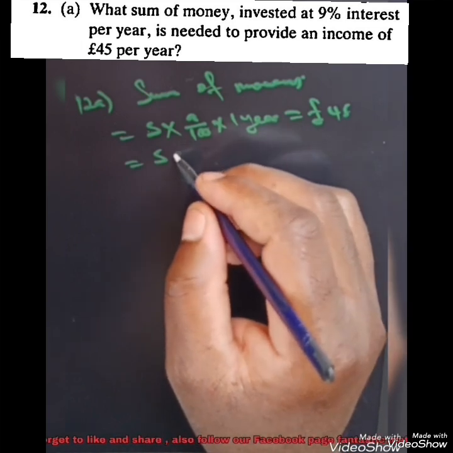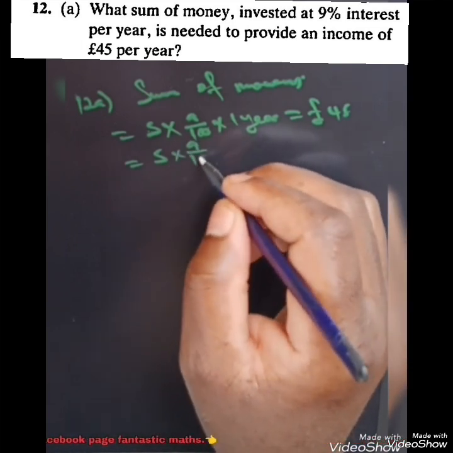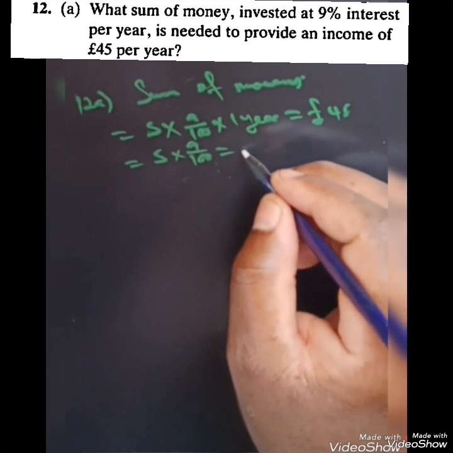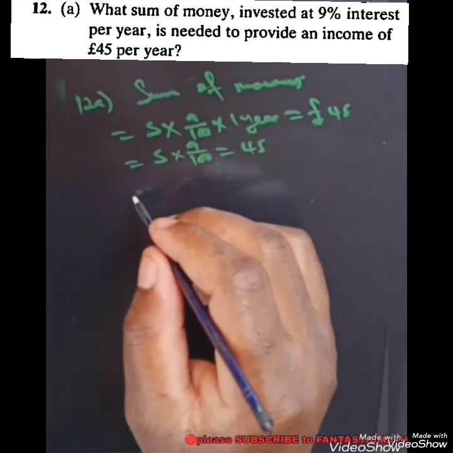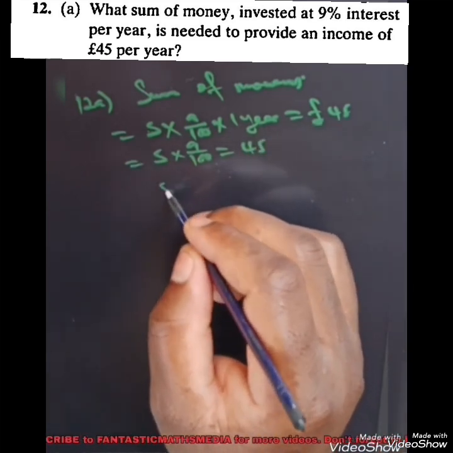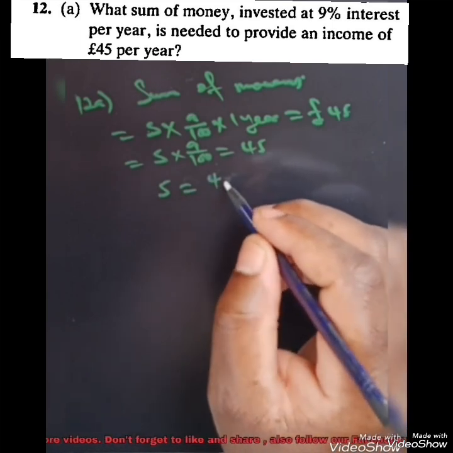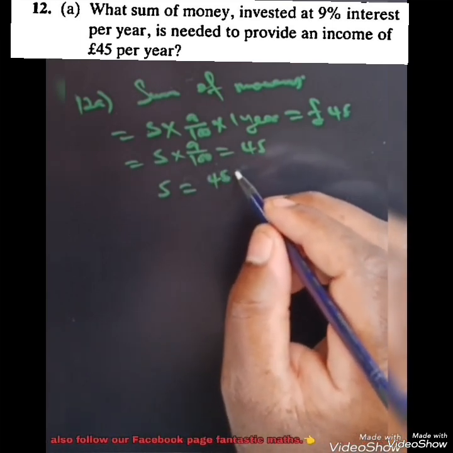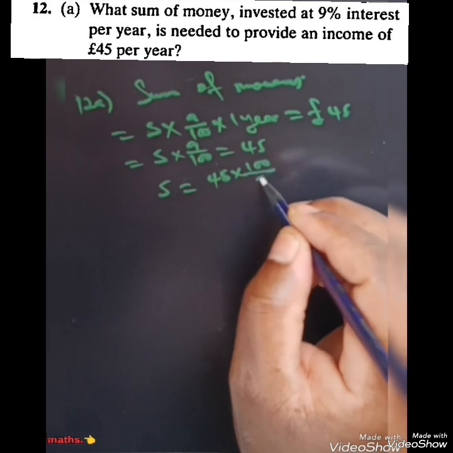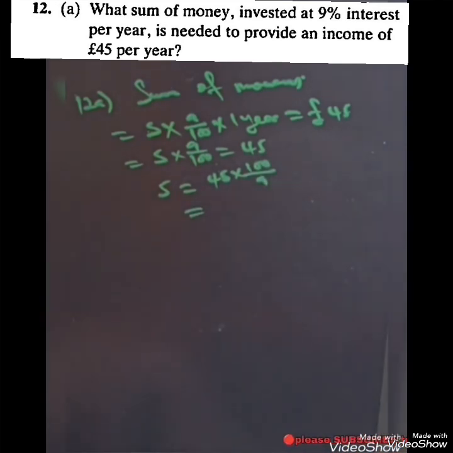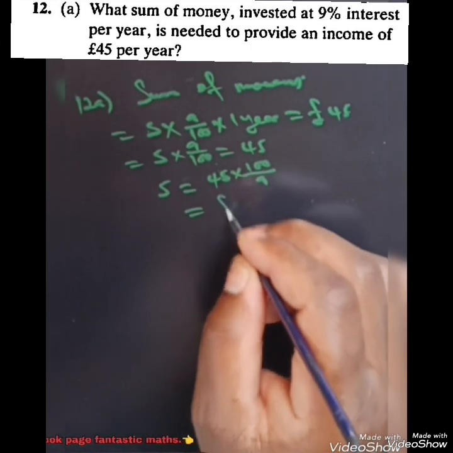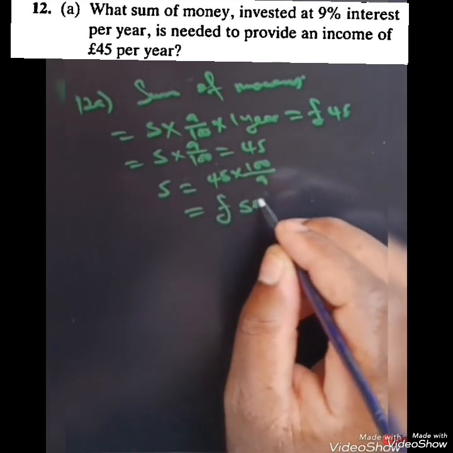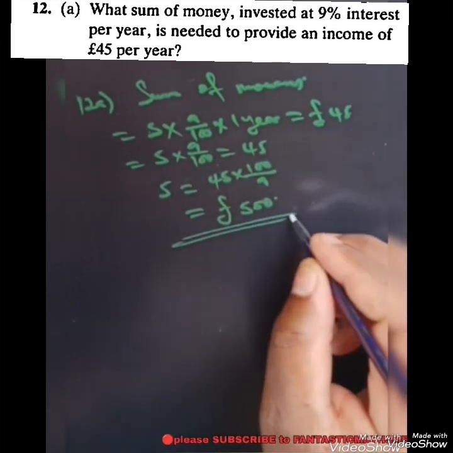9 over 100 S is equal to 45. So we have to multiply both sides by 100 over 9 so that we can remove the fraction from the other side and be able to find the final answer. 45 times 100 over 9. Let's use the calculator to find the sum of the money. The sum of the money is 500. 500 is our final answer.